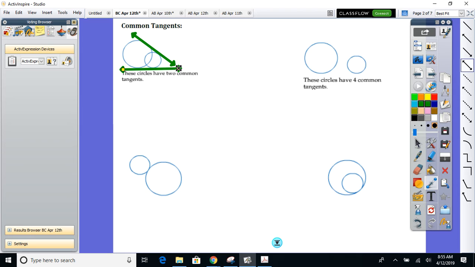Where are they? Four common tangents. Where are they? Same thing as the last diagram, I'll go top and bottom. And then where are the other two? Where are the other two I can draw in that will hit each circle once? Going this way, and the other direction. So there are your four common tangents.